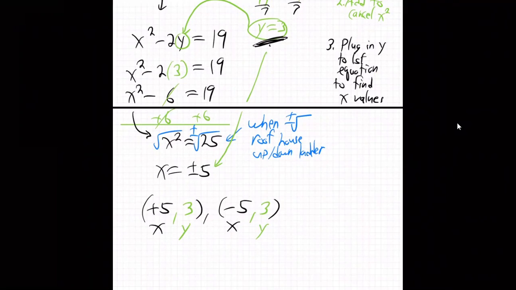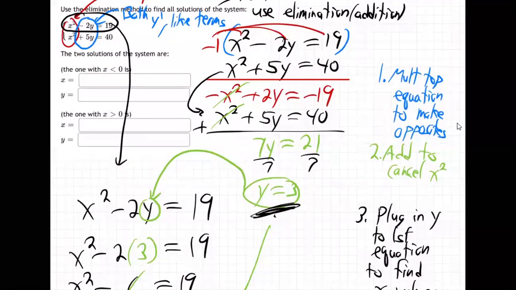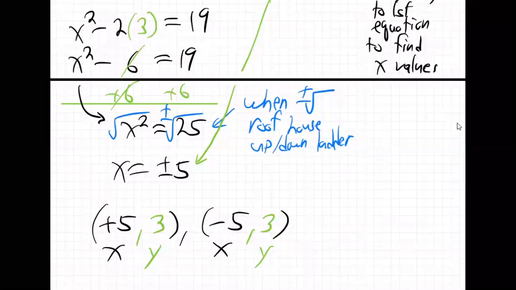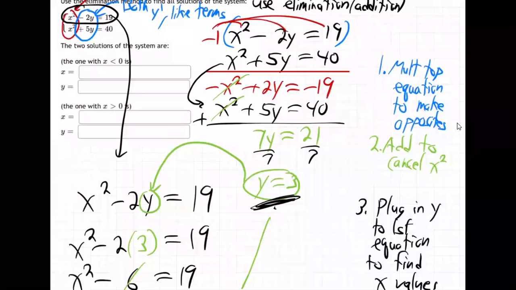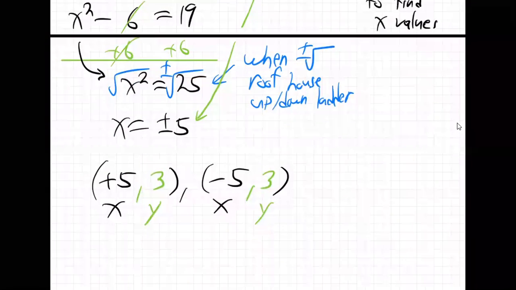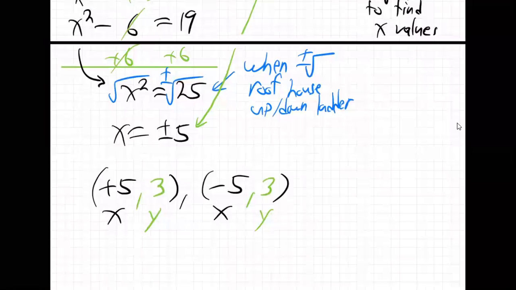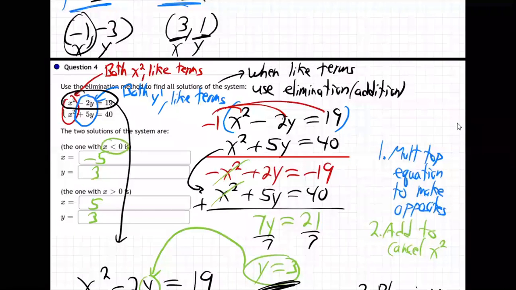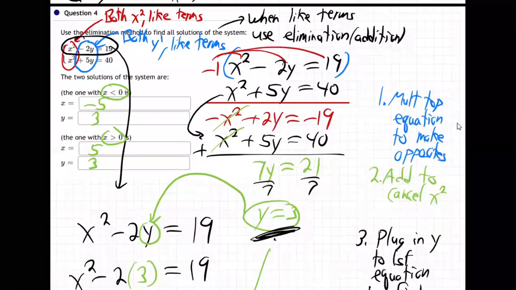All right, so those are our two answers. Now, how does it want us to type it in? Well, this one says x less than 0. This one x is greater than 0. Which one is x less than 0? Well, this is the less than 0 x. So negative 5, 3. So they want me to put that one there. And this one, positive 5, 3, right? See how they say x less than 0. So that's the negative x. x greater than 0, that's the positive x. Yeah, so there we go.